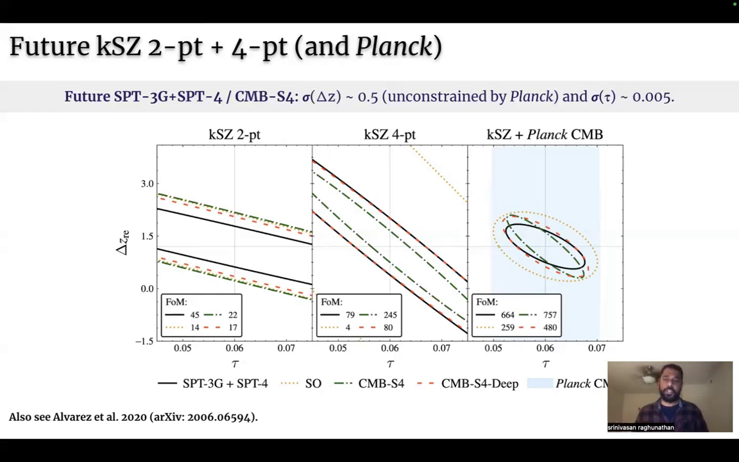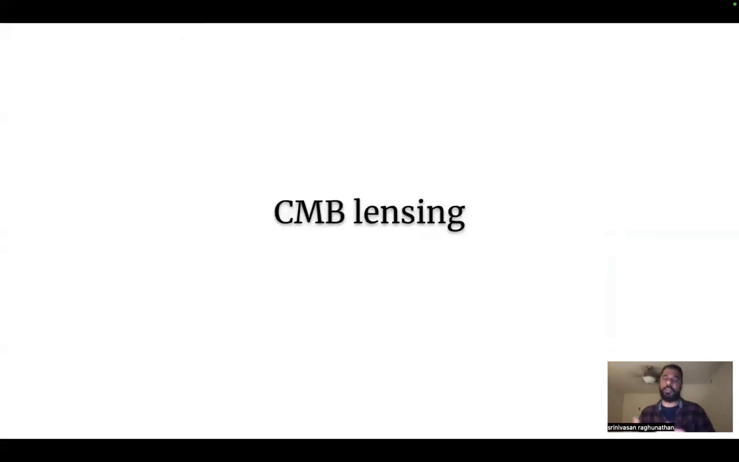And then the other important thing is that when we combine these with Planck, we also improve our constraints on the optical depth. Okay, so this is great. So the future looks great, even though we don't have a detection yet. So that's kSZ. So next is CMB lensing. So I will leave Marius to explain more about CMB lensing.